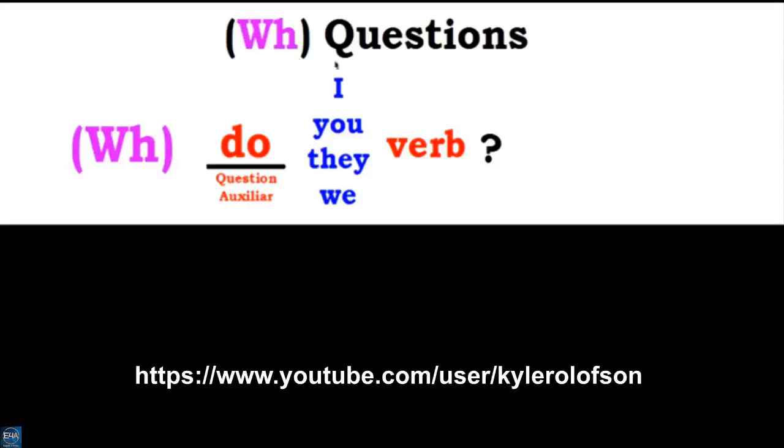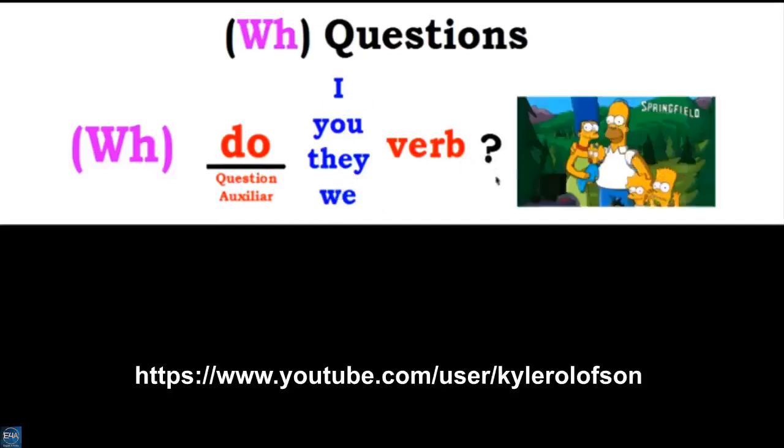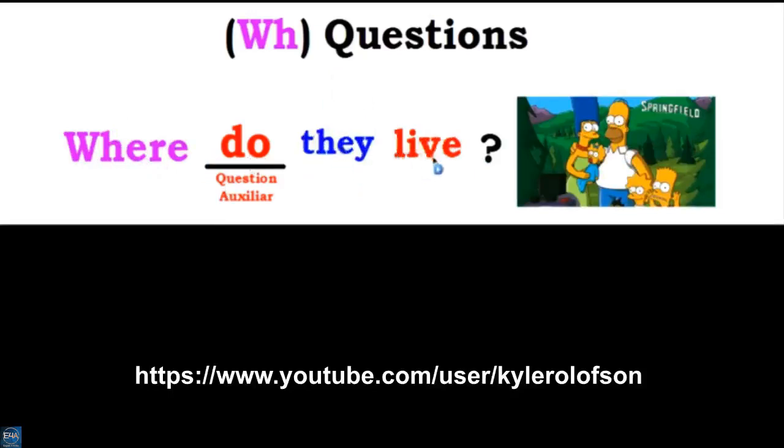Okay, the next part of the grammar are WH questions. WH questions are the same as normal questions, but with a WH question word. So we use WH question word and the auxiliary and the subject and the verb. So for example, where do they live? The question word, the auxiliary, do, my subject, they, and the verb, live. They live in Springfield.